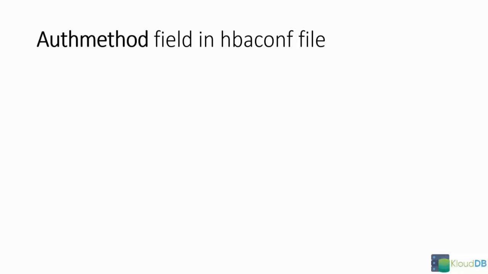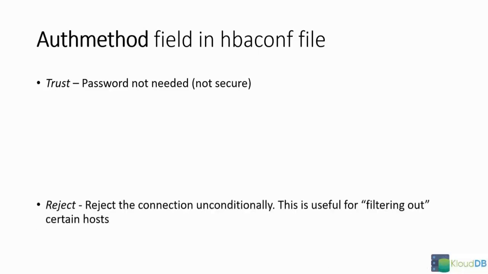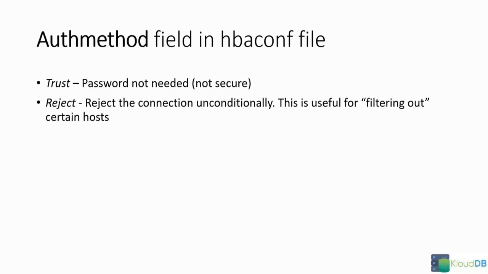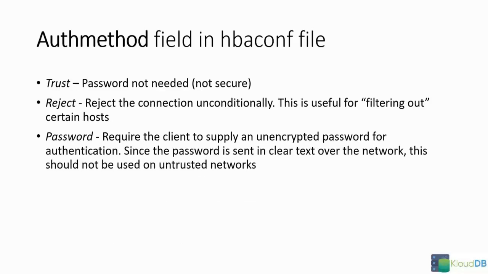The next field is the authentication method, which is important in terms of security. Trust. When you see the word trust in this field, it means the password is not needed. But remember, this is not secure because you are allowing connections without passwords. Reject means if you want to reject a particular user or a particular IP for security purposes, you can reject the connection unconditionally. This is useful for filtering certain hosts. Let's say you don't want connections to connect from certain hosts. Mandatorily, you can use the reject option.